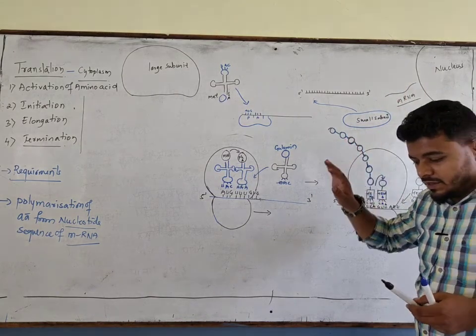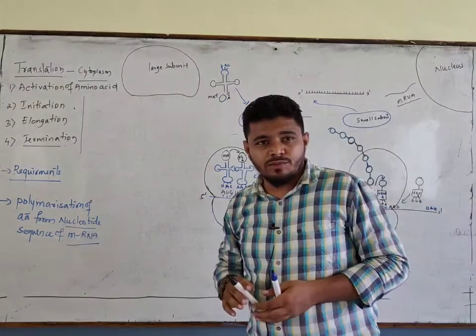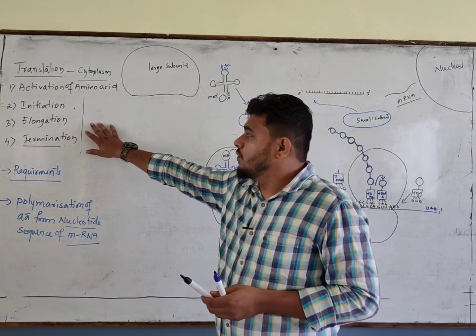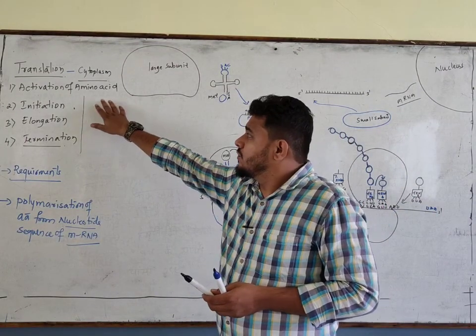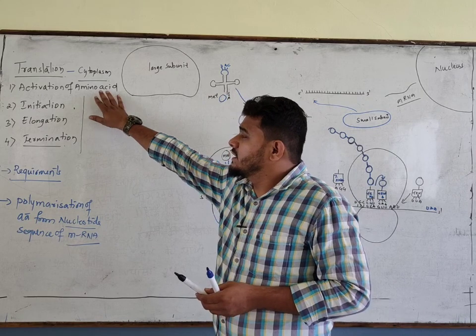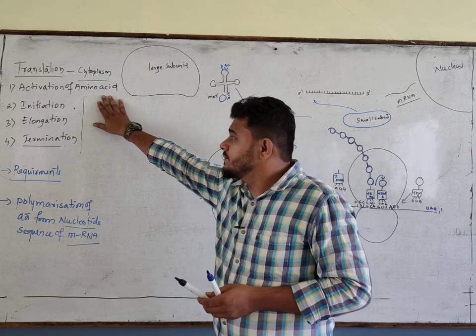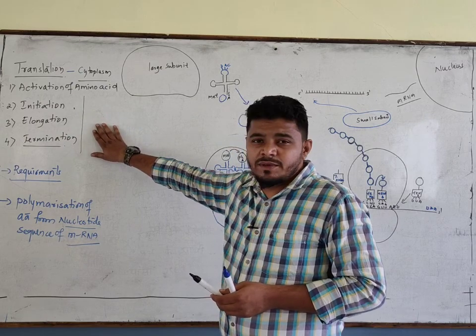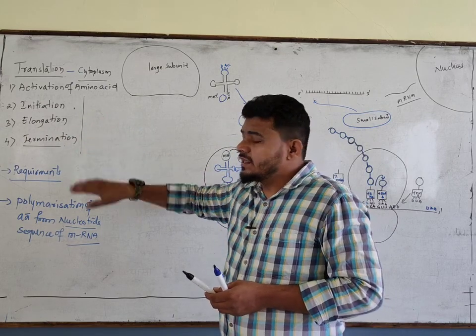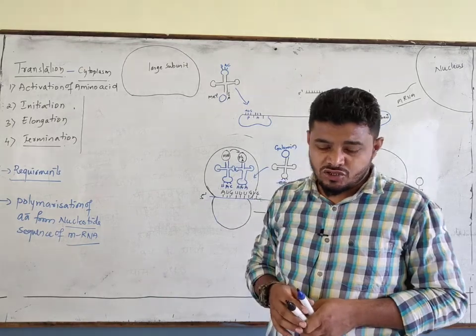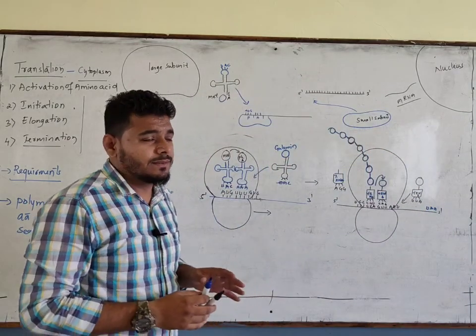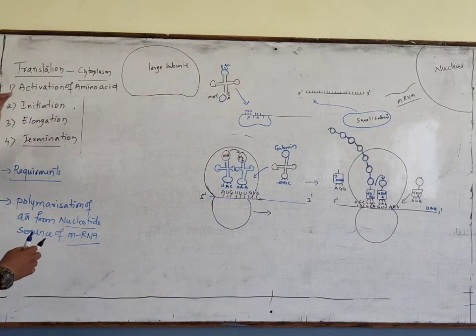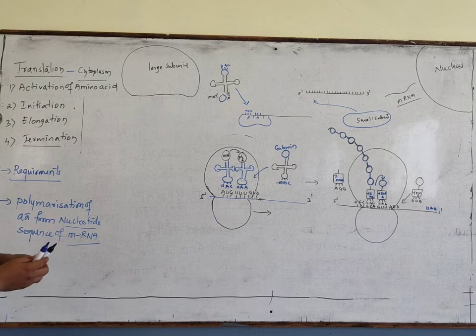So what happens in this translation process? There are four steps. In the first step, there is an activation of amino acids. Second step is initiation. Third step is elongation, and the last step is termination. So what happens in activation of amino acids?